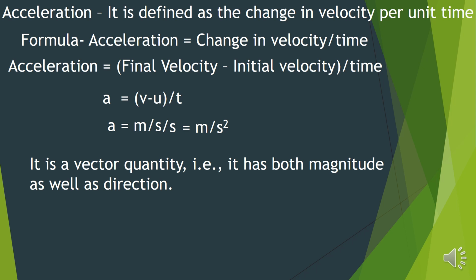Now we know that acceleration is a vector quantity. Why is it a vector quantity? Because it has both magnitude and direction. How do we know this? Because when we define acceleration, we say it is change in velocity. And what was velocity? Displacement by time. In displacement, we have direction. So automatically acceleration will also have magnitude and direction.